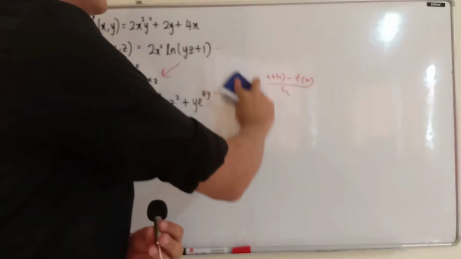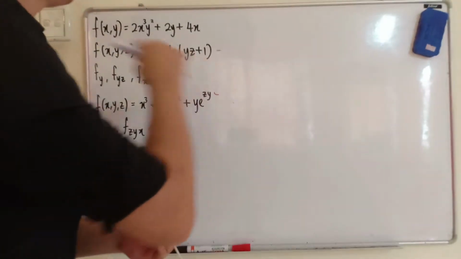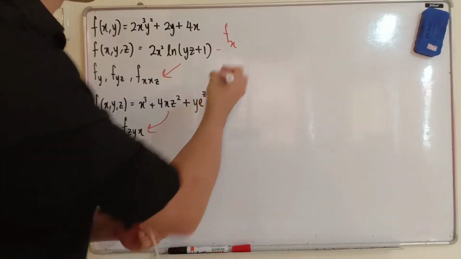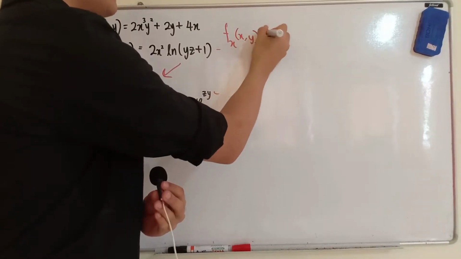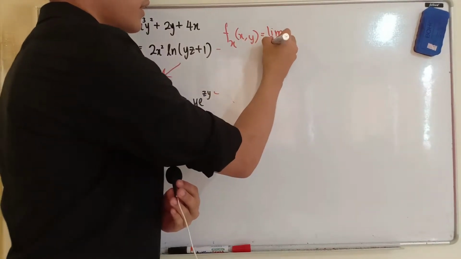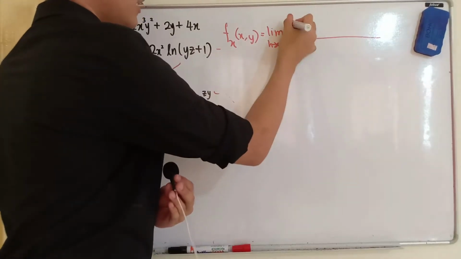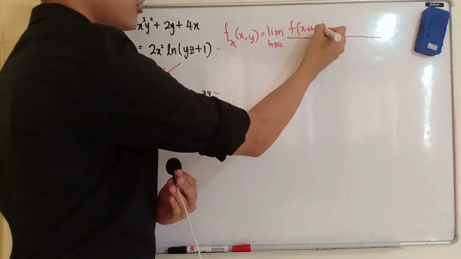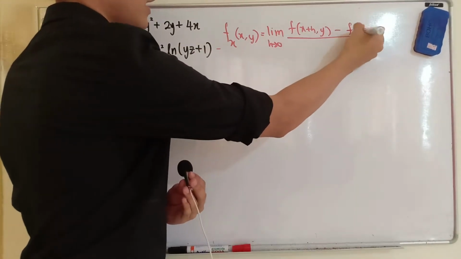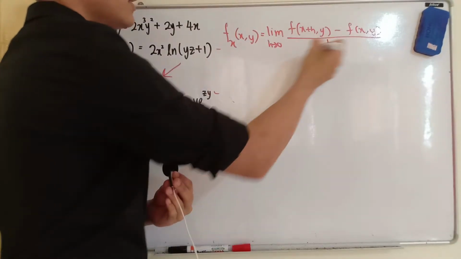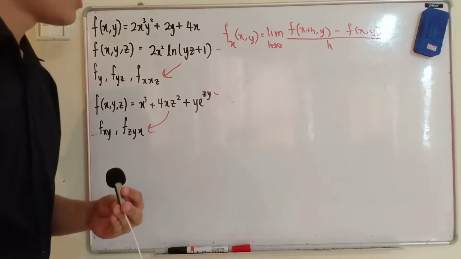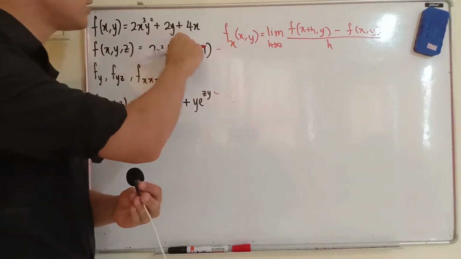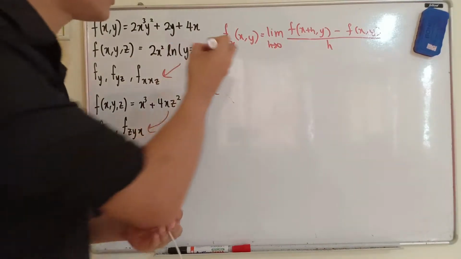So now the first question, I need to differentiate with respect to x. Let's say I want to respect to x, so my f_x, I need to respect to x of f(x, y). So limit h approaching 0, f(x plus h, y) over here minus f(x, y), over h. What I'm going to do after that is sub this h inside my equation.